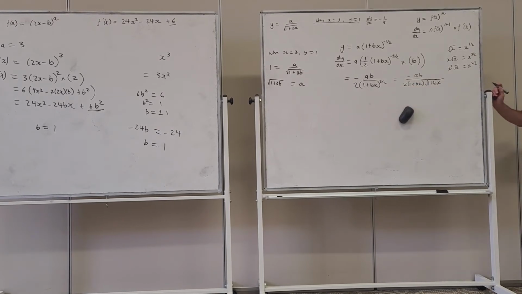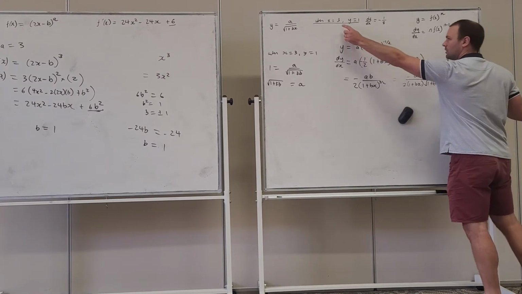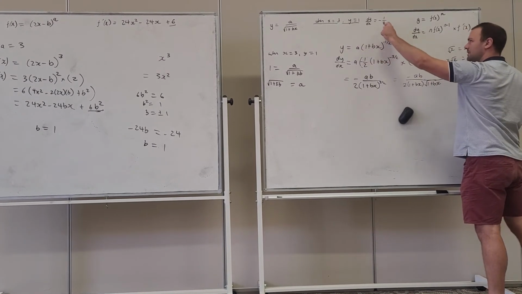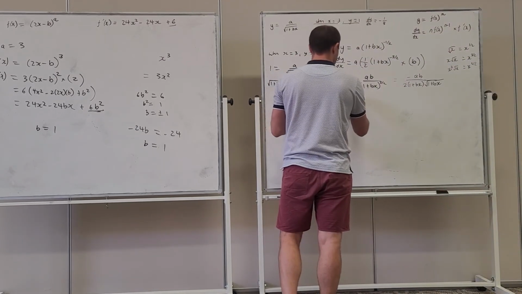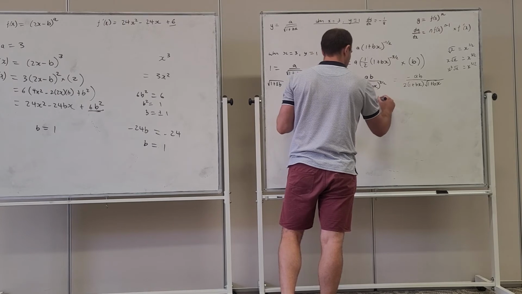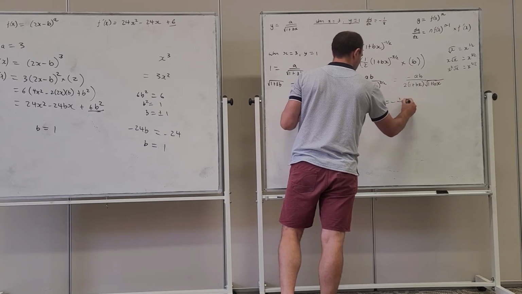Now, all we've done there is find the derivative. We haven't used any of the information that we've got. So now let's use this information. When x is 3, dy on dx is minus 1 on 8. Let's use that now.